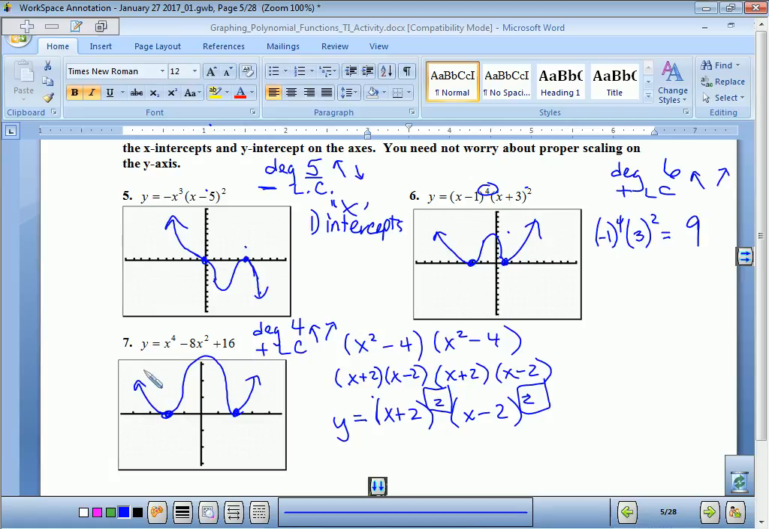Okay, now this one. This was not in factored form. So to graph it, first thing we have to do is factor. And when we factor, do you see I have 2 of the x plus 2 factors? So I should write this as x plus 2 squared. I have 2 of the x minus 2 factors. So I should write it as x minus 2 squared. And so it's going to bounce and bounce. Questions?